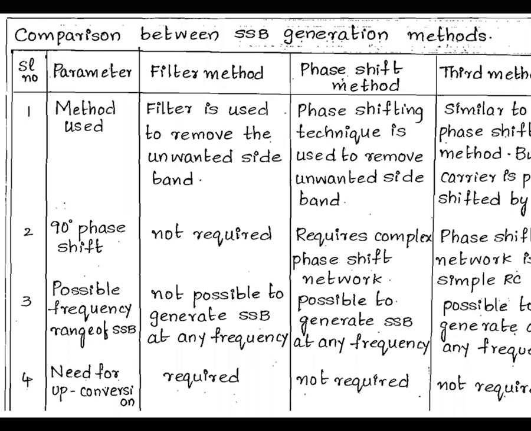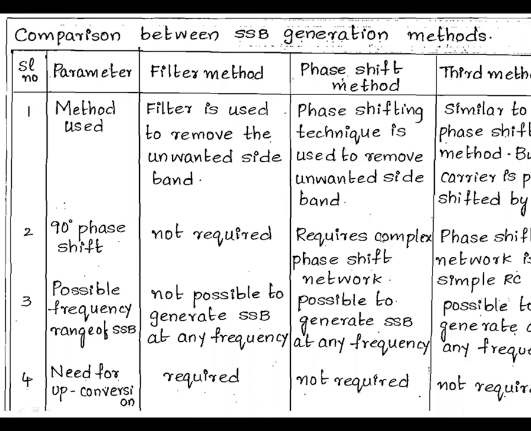The carrier has an extra phase shift of 90 degrees. Okay, that is the first point. The second point is the 90 degrees phase shifter. The filter method does not require it. Observe the block diagram: you may not use any phase shift network there, that's why it is not required in the filter method. The phase shift method requires a 90 degree phase shift.